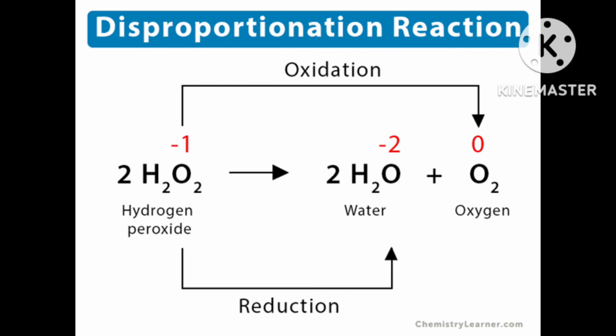Phosphorus, sulfur and chlorine undergo disproportionation in the alkaline medium. Alkaline medium means sodium hydroxide, NaOH, KOH, calcium hydroxide, magnesium hydroxide. OH should be there. That is called alkaline medium. Then I will give you three examples, for phosphorus, for sulfur and chlorine.